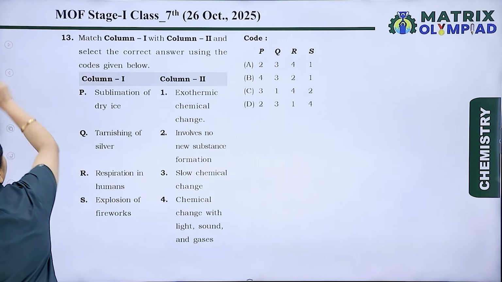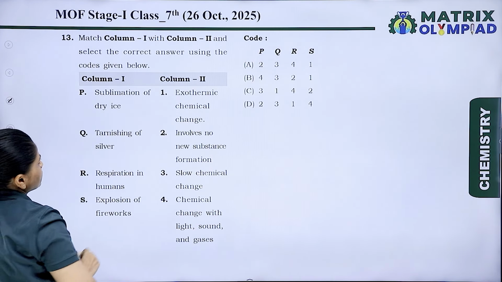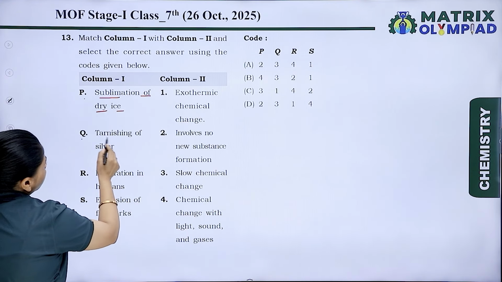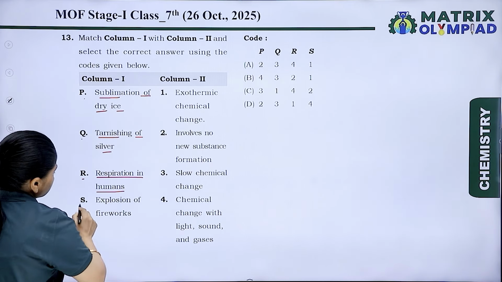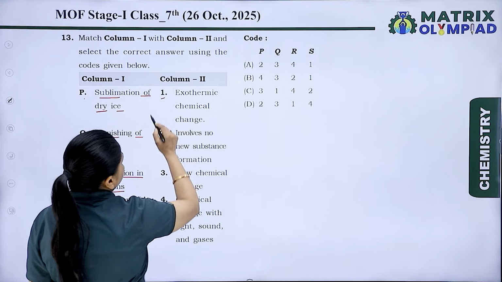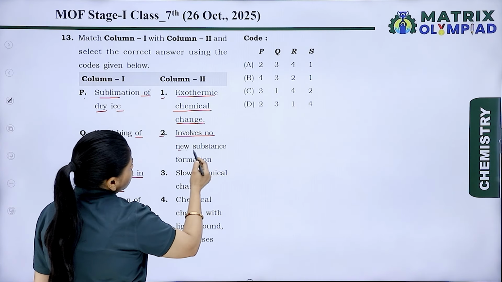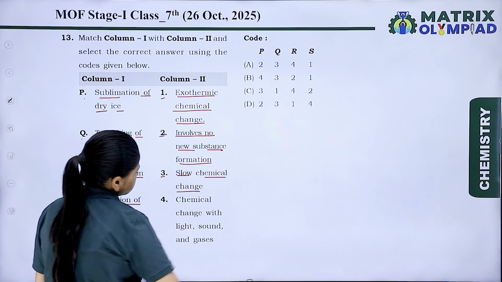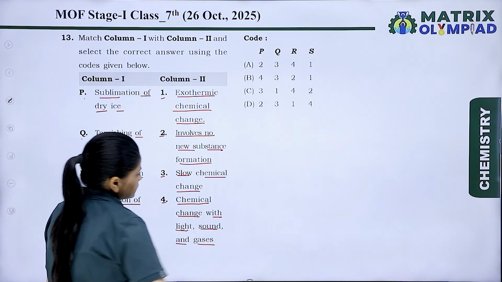Now the next question is, match the columns. Column 1 has P, Q, R, S. P is sublimation of dry ice. Q, tarnishing of silver. R, respiration in humans. S, explosion of fireworks. Column 2 has 1, exothermic chemical change. Second, involves no new substance formation. Third, slow chemical change. 4, chemical change with light, sound and gases.